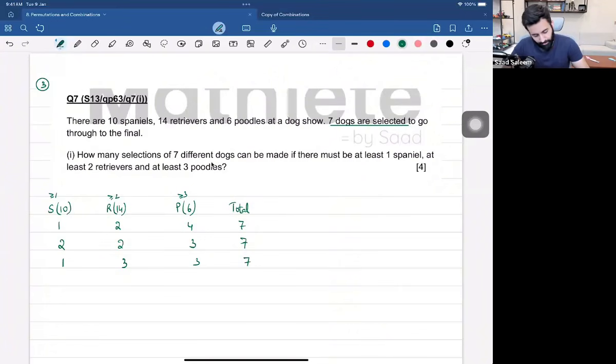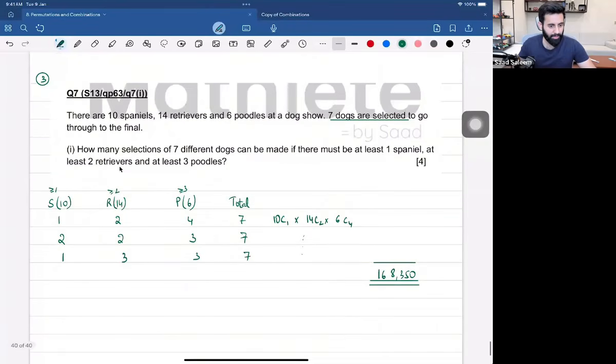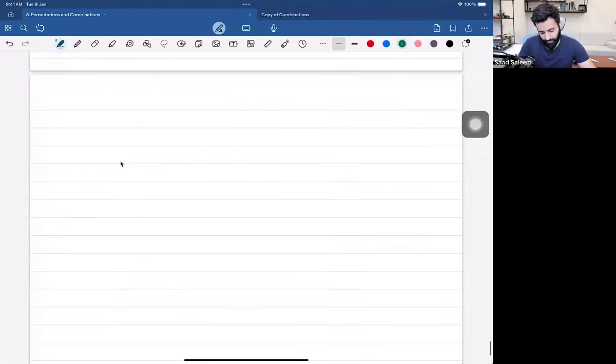Okay, and then you can find out the way to do that, as in this would be equal to 10C1 into 14C2 into 6C4. Okay, and then all of this. So the final answer will turn out to be 168,350. Okay, so good job. If you guys can do questions like these, that means you now have a good grip on permutations and combinations. Okay, so we're going to increase the difficulty level a little, and we are going to solve a slightly more complex question. And here it is.